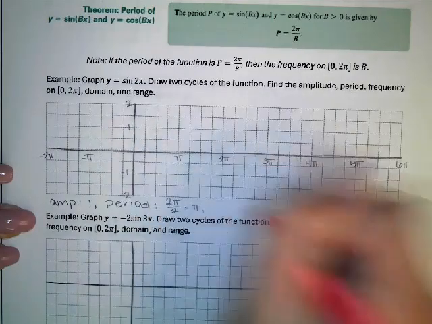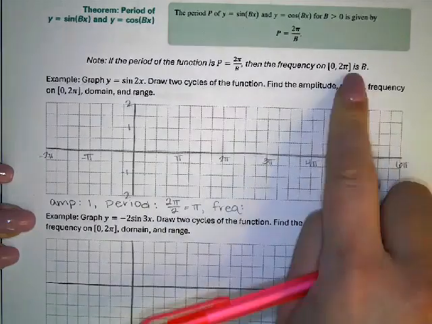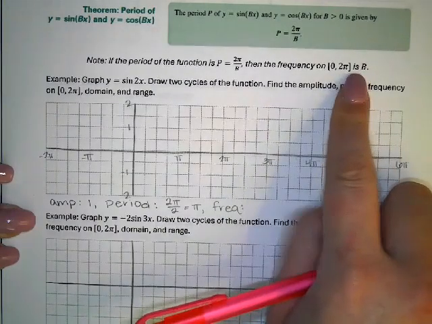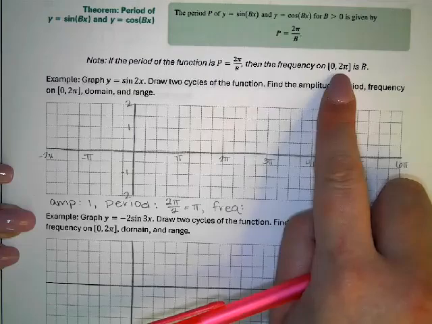The frequency, we can see here, it's just the b value. If you're looking at 0 to 2 pi, if that's the period that you're looking at, then it's just the b value. So we'll see that in a second.